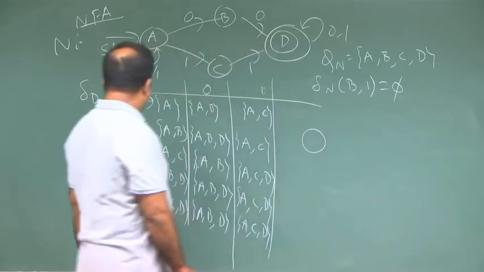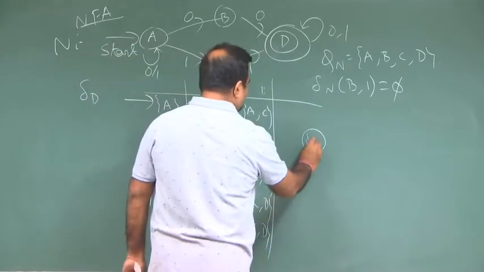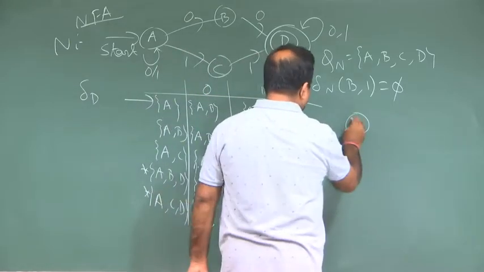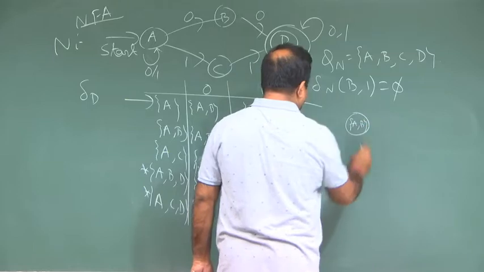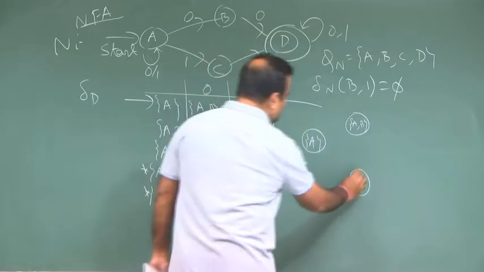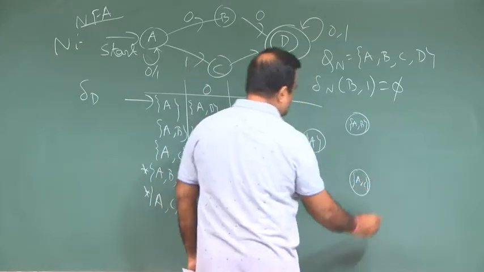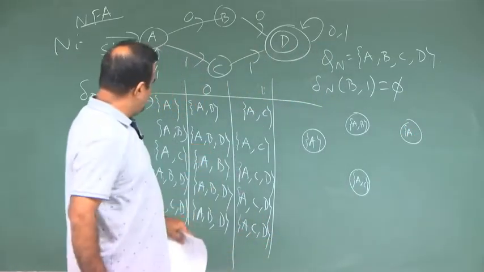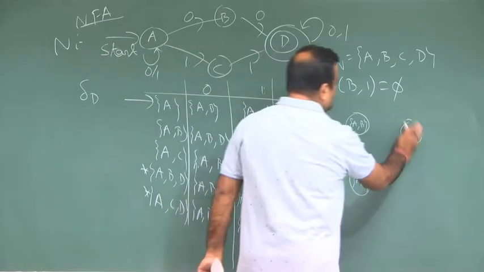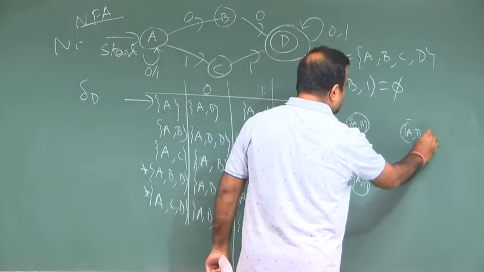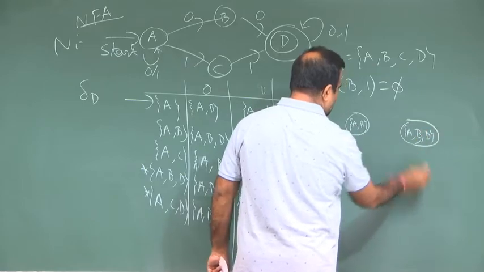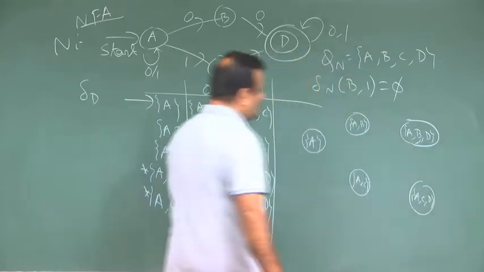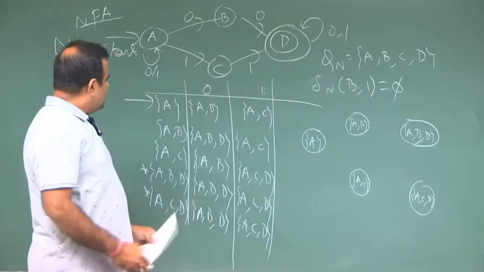So, you can rename these; say this is A, then we have AB, then we have AC, then we have 2 more states, ABD and ACD. So, these are the states, and then we have the rules.